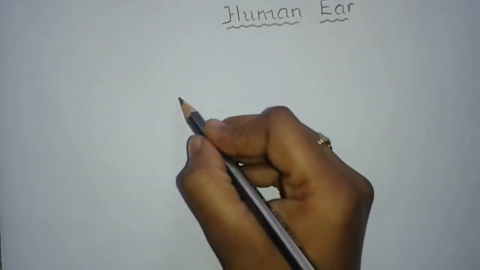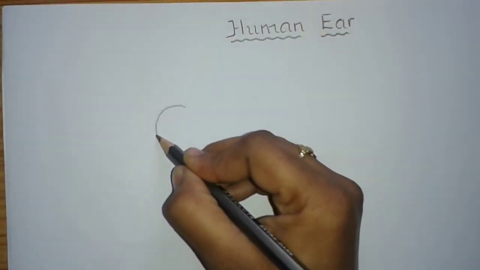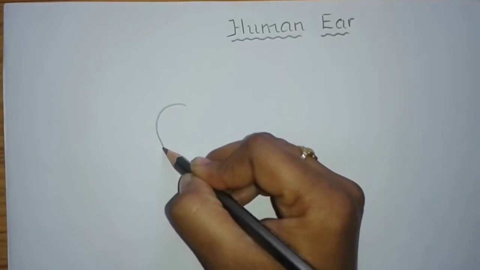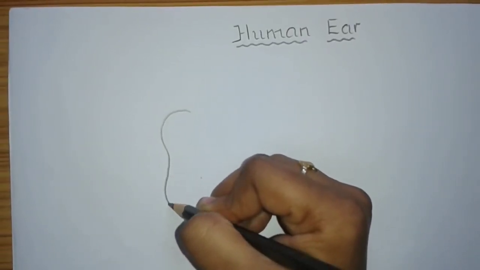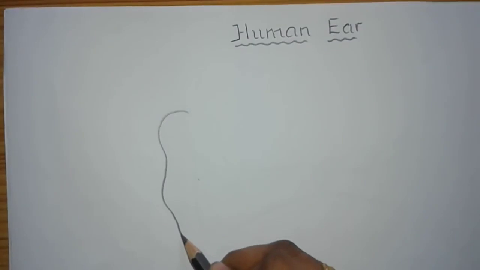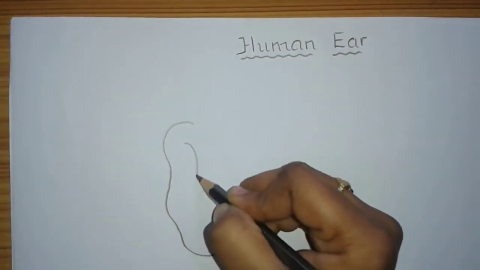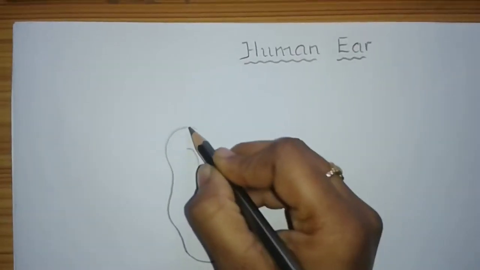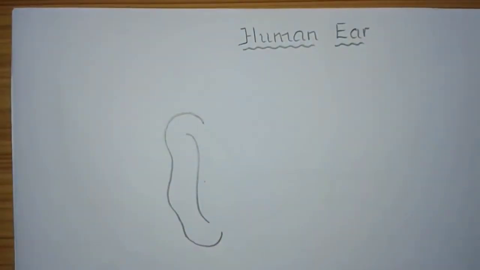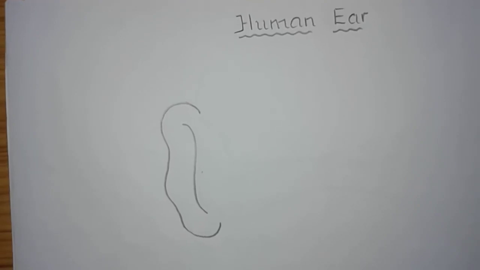First, let us draw the pinna, which collects the sound waves and directs them into the auditory canal. So children, draw the pinna like this. Inside the pinna, you just draw an S-shaped curve. So this pinna collects the sound waves and directs them into the auditory canal.